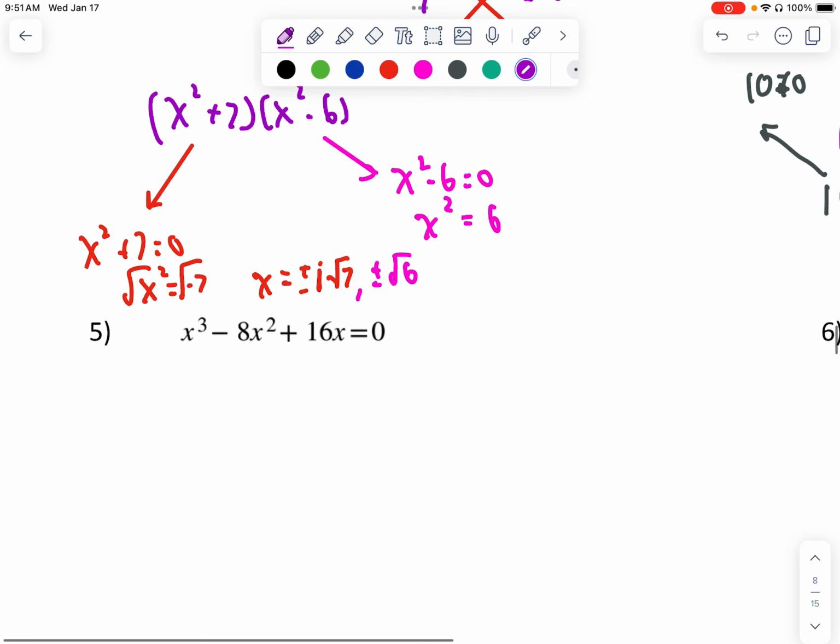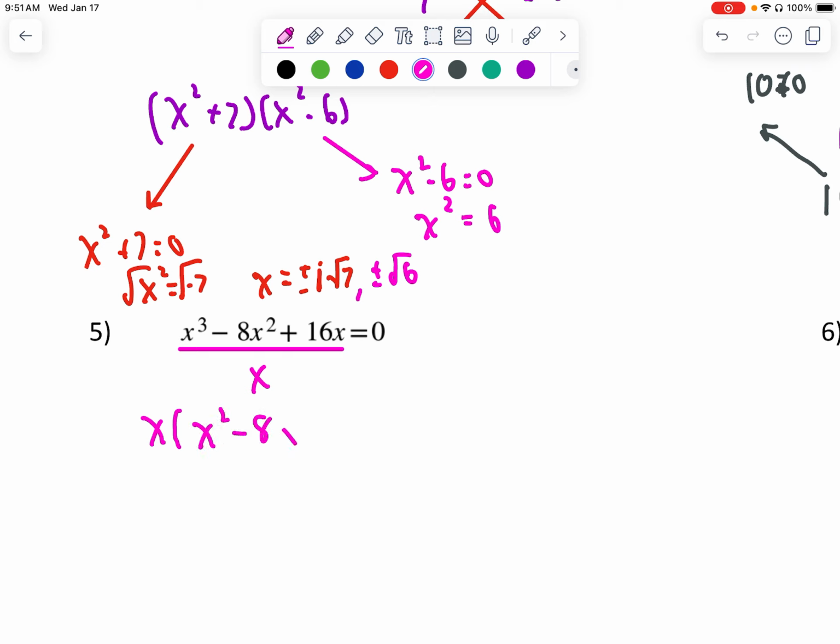Moving on down here, number 5 gives us x to the power of 3 minus 8x squared plus 16x equals 0. Always checking for a greatest common factor first, and that helps us out a ton here because all of these can be divided by an x. The reason that helps us out so much is once we divide an x through to all of these, it leaves us with this really nice x squared minus 8x plus 16 equals 0.